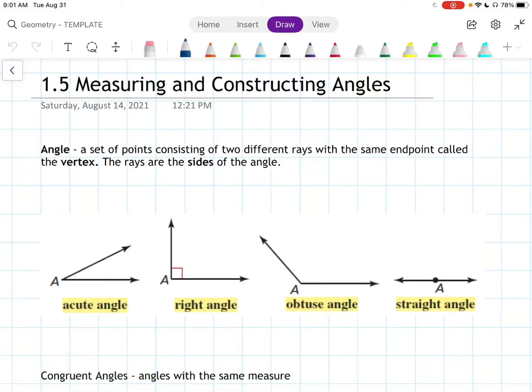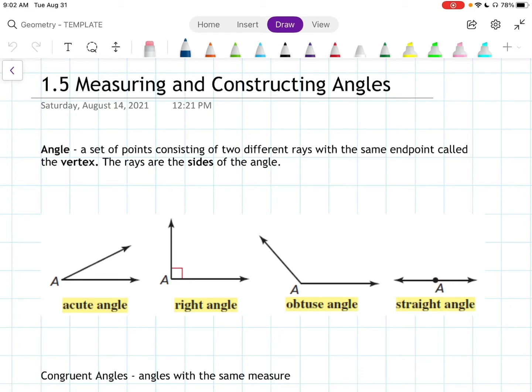Okay, 1.5, measuring and constructing angles. Starting off with a definition, an angle is the set of points consisting of two different rays with the same endpoint called the vertex. The rays are the sides of the angle. Listed here we have four different angles. In each of these four, the point A that's listed would be considered the vertex.